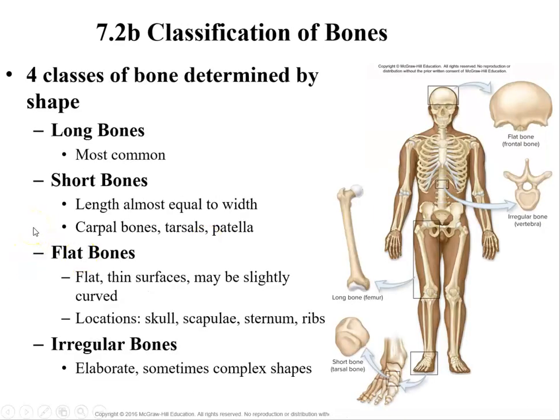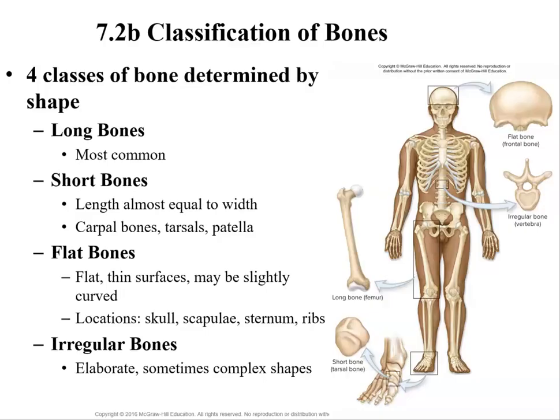There are 4 classes of bone determined by shape. It's going to be long bone, short bone, flat bone, and irregular bones, okay? So your long bones, those are the most common ones. Those are going to be bones like the femur, the humerus, the radius, the ulna, etc. Even your phalanges are considered long bones.